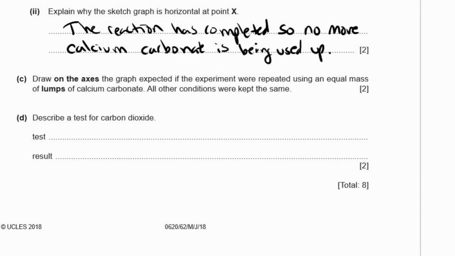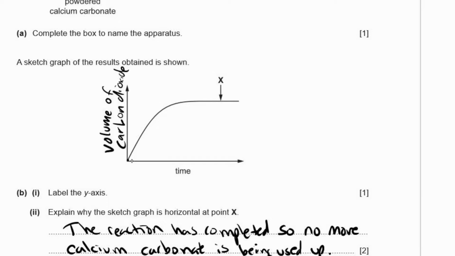C. Draw on the axes the graph expected if the experiment were repeated using an equal mass of lumps of calcium carbonate. All the other conditions were kept the same. So lumps of calcium carbonate compared to powdered calcium carbonate, the lumps have a smaller surface area to volume ratio. So if it has a smaller surface area, that means the reaction is going to go slower. All right, so the reaction starts off and it goes slower.